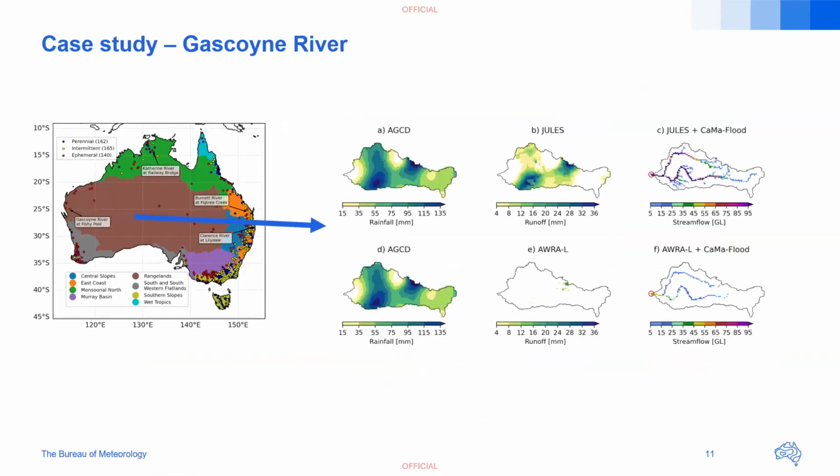And one interesting thing, I've looked at several catchments in more detail, but this catchment seemed very interesting. It is the Gascoyne River, and I took an event in 2018, a significant event. What I have looked at here is I just took two of the models, JULES and Aura-L. Both of them are forced with the same rainfall, the AGCD rainfall, and we see a very big difference in the runoff output, and that also translates into the streamflow. And I was trying to understand why this is happening.